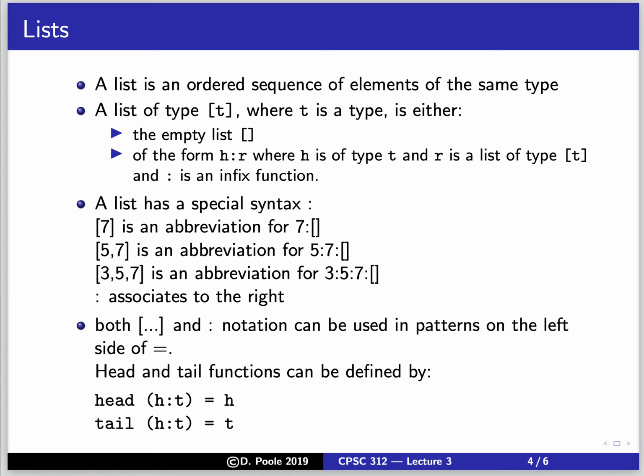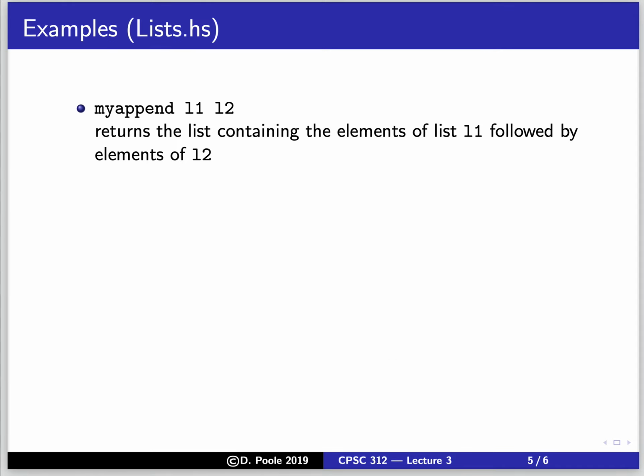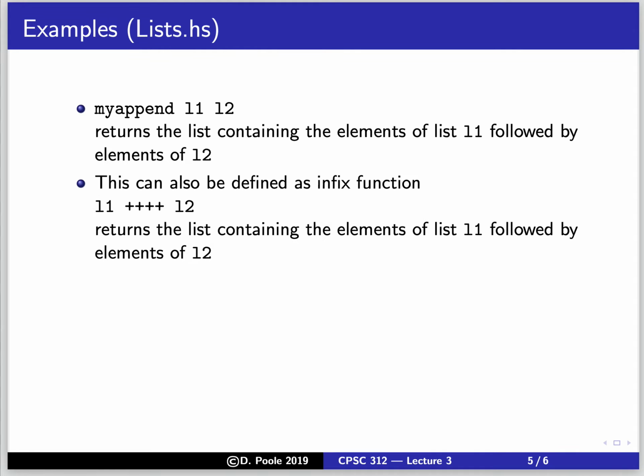Okay. So here's an interesting example. My append L1 L2 returns a list containing the elements of L1 followed by the elements of L2. And we're also going to define it in terms of this infix function. So for example, we could define the list containing elements of L1 followed by the list containing L2. These are going to be exactly the same, it's just a different syntax. The built-in syntax is two pluses.